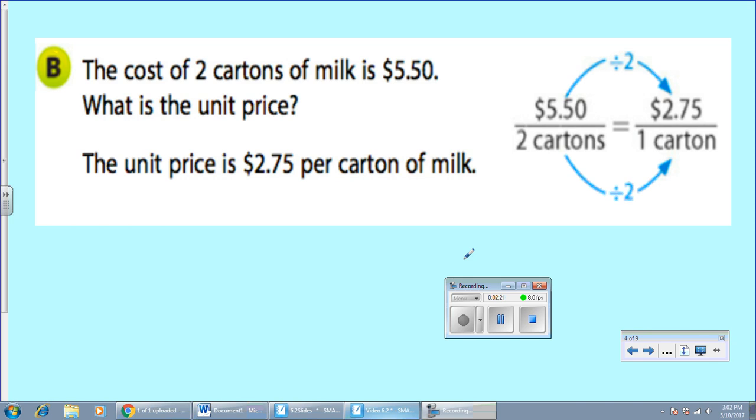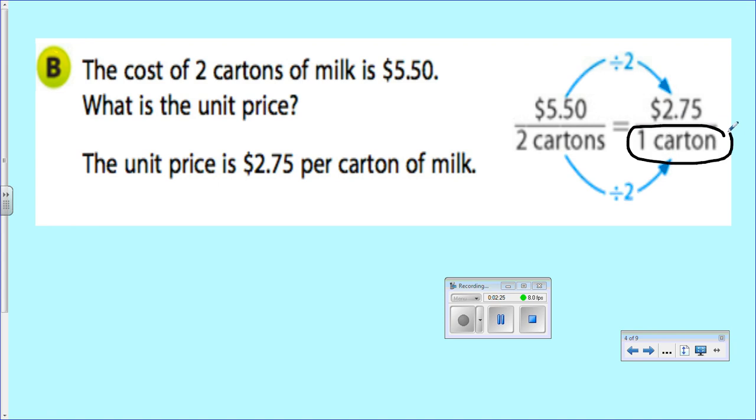So if it's $5.50 for 2 cartons and we want to get to this 1 carton, we can look at the relationship between 2 cartons and 1 carton, and we know we can divide by 2 to get to the 1 carton, and we do the same to the $5.50. We do $5.50 divided by 2, and we get to our $2.75 for 1 carton.